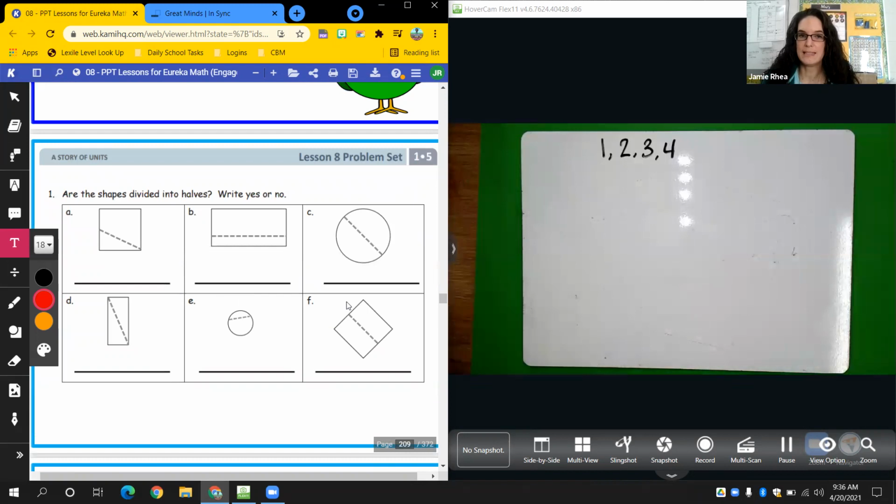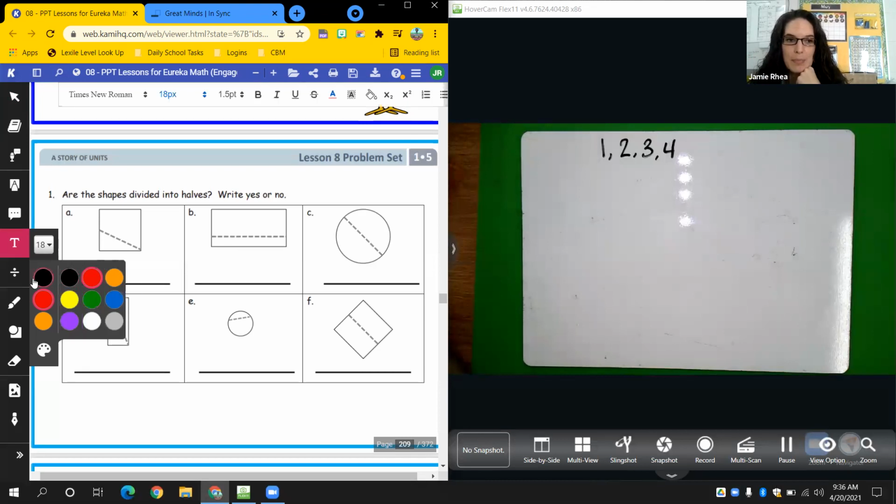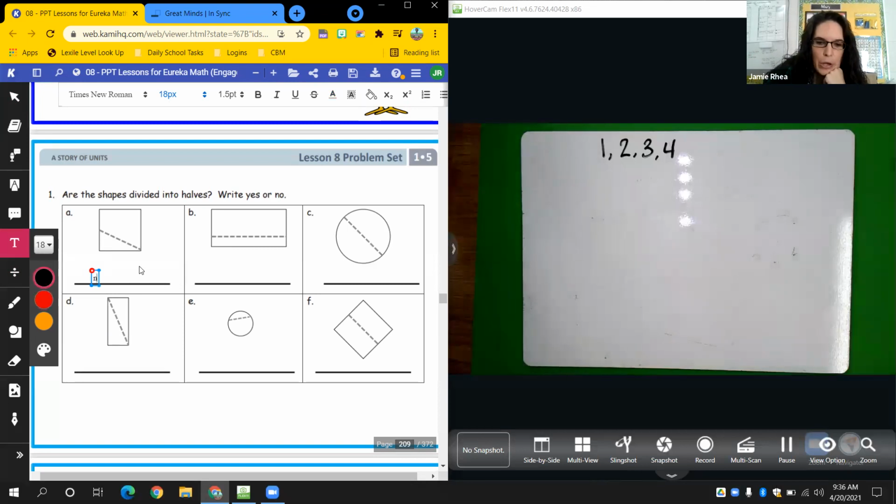You tell me, is it half? Remember, a half has to be equal. They have to be the same size, like they have to be the same. Okay. So look at A. Is this shape equal to this shape? No. So I'm going to type no right here.